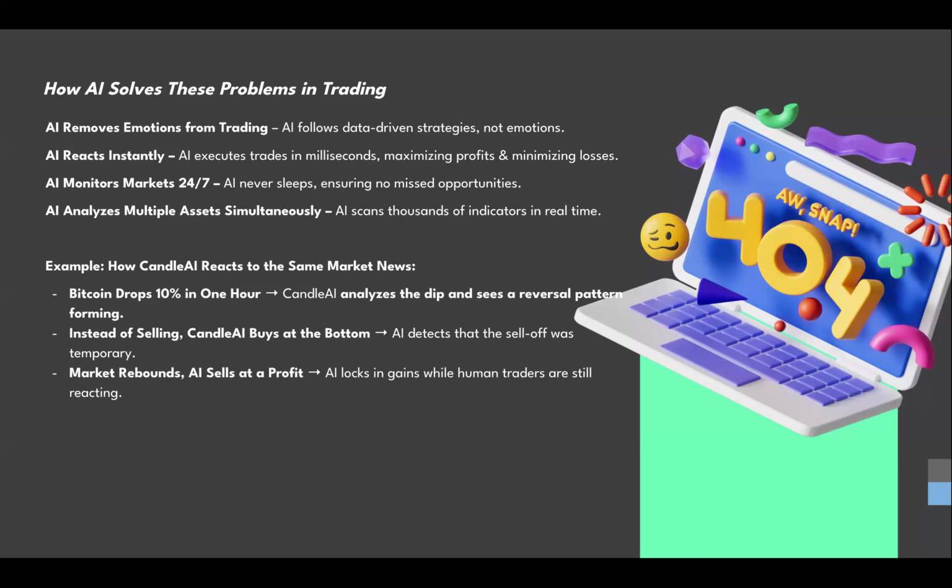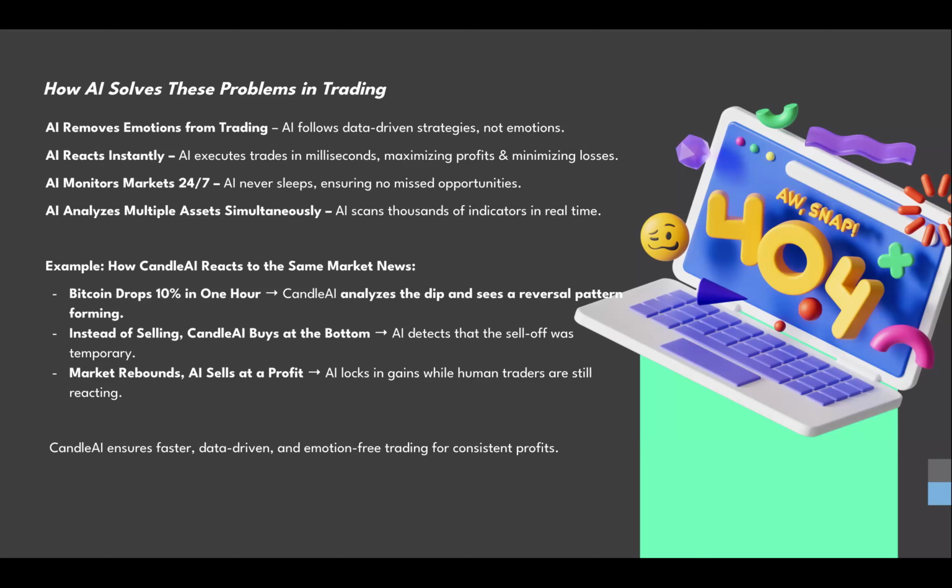So the market rebounds, AI sells at a profit, and this leaves us with more money in our bank account, and this leaves us as happy traders. So, for example, Candle AI ensures faster, data-driven, and emotion-free trading for you, so that it can give you room to maximize profits on your investment.